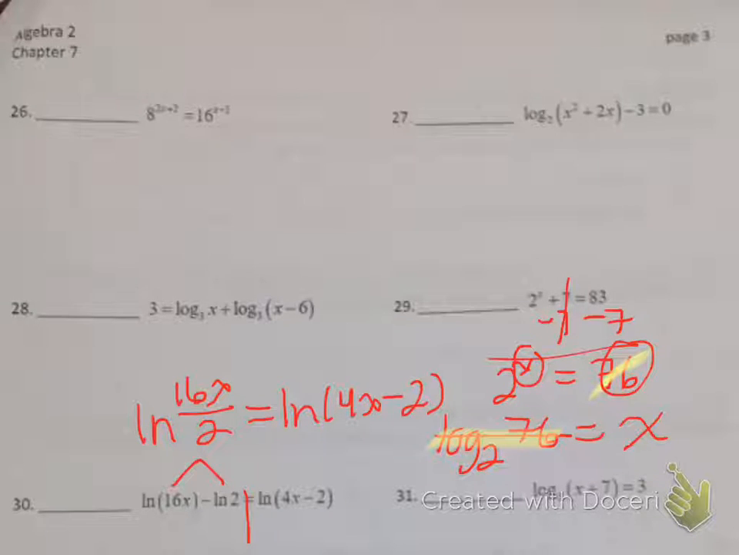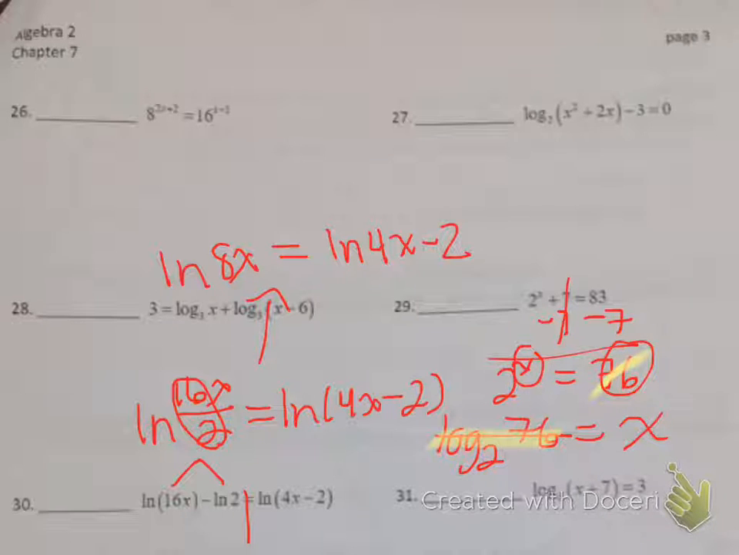I'm going to go up from here, which is a little uncomfortable. 16 divided by 2 is 8, so that's the natural log of 8x is equal to the natural log of 4x minus 2. My app isn't great for laying things out, so that's why I'm going up, and again, forgive me. And now I can jump for joy, and I have 8x is equal to 4x minus 2, and I will let you figure out the rest. Pause it, write down anything that you need, and then I'm going to erase so I can do number 31 with you.